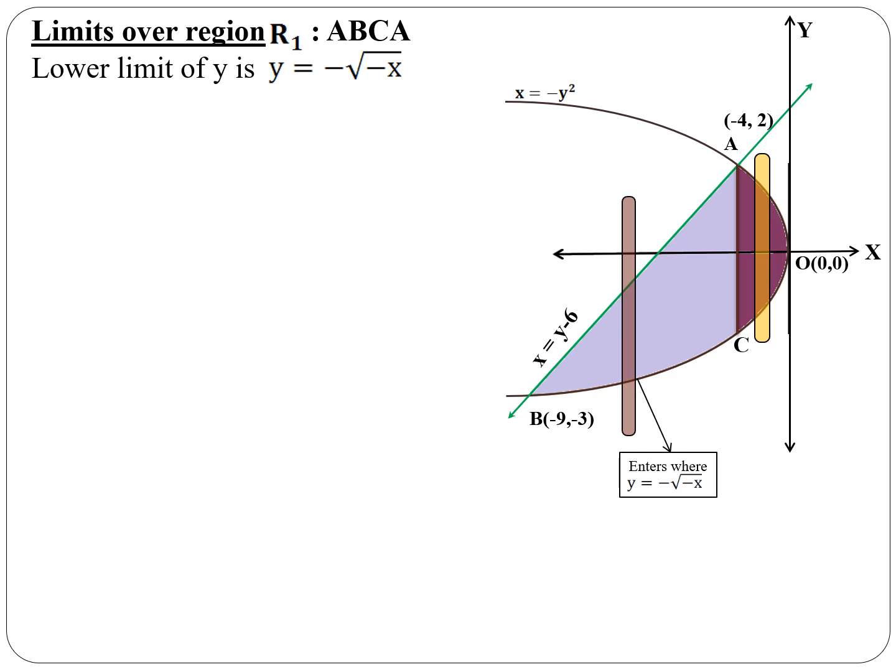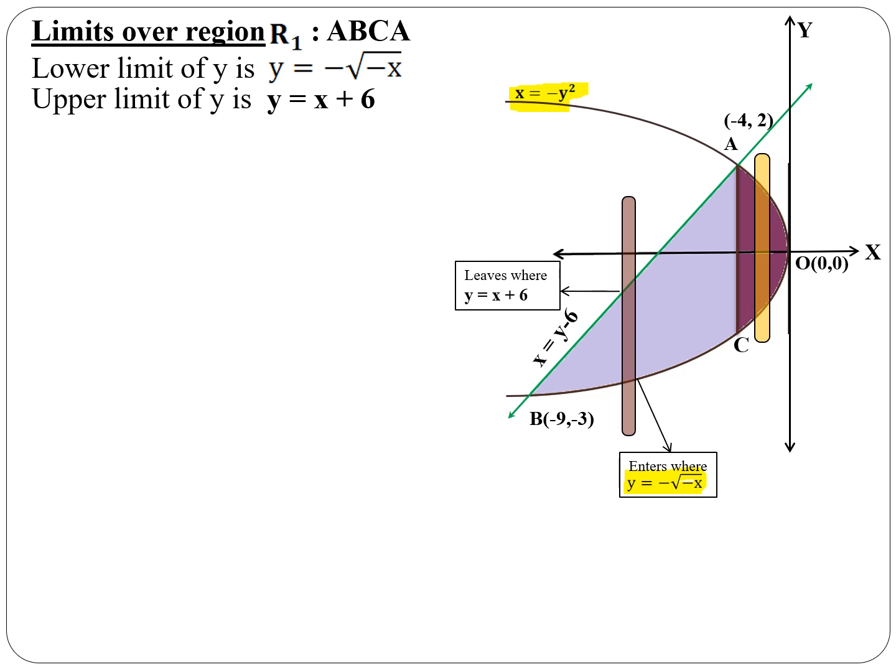So the lower limit of y is dependent on the negative side of the parabola BC. Okay, and the parabola equation is x is equal to minus y square. So the y limit is minus under root of minus x. Okay, so that is the negative part of the parabola. Now the upper limit, where this strip leaves the region, is dependent on the AB line, and the AB line equation is x is equal to y minus 6, so the y value is x plus 6. So that is the upper limit, and the lower limit is the negative part of the parabola.